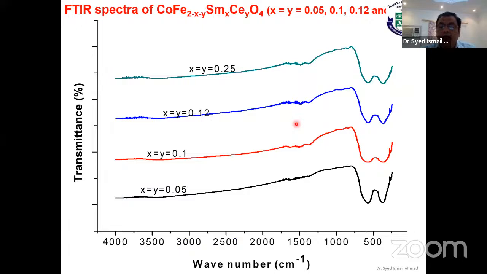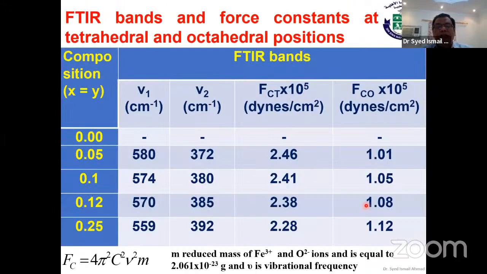This one is the FTIR spectra. These are the two characteristic peaks, nu1 and nu2, giving the octahedral and tetrahedral positions. These are the results we have observed. The striking point here is the force constant, which has been calculated using this formula, where m is the reduced mass. The force constant goes on increasing with the content of the substituted rare earths, cerium and samarium. This shows that the substituted atoms occupy the B sites.